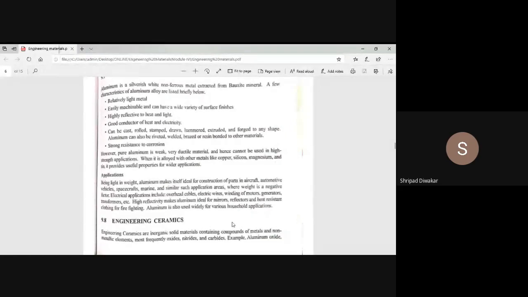Okay, so remember the aluminum is obtained from bauxite mineral, very lightweight, very good conducting properties, very good corrosion resistant properties. Okay, it is ductile in nature. Because of this, it is widely used in aircraft and spacecraft applications.